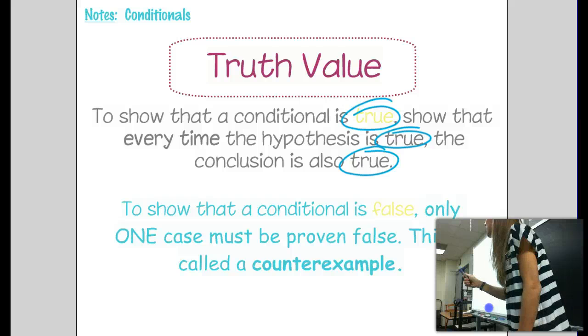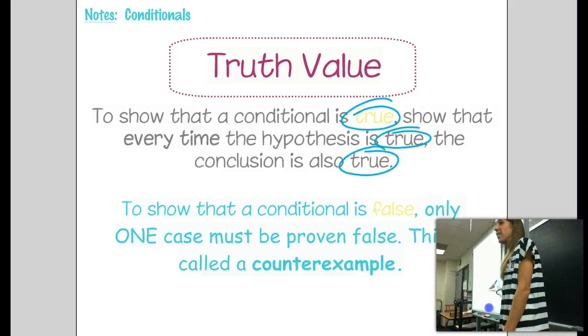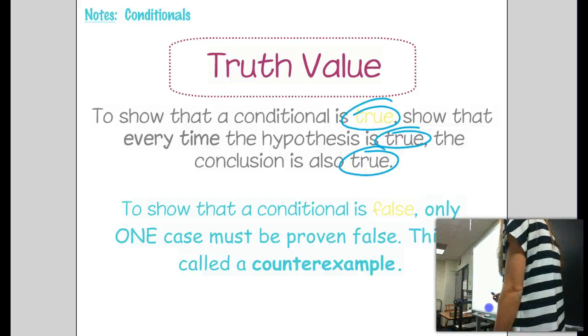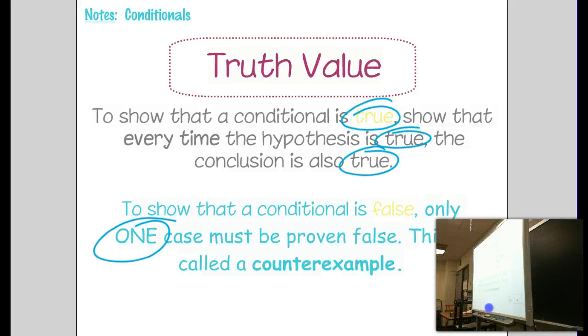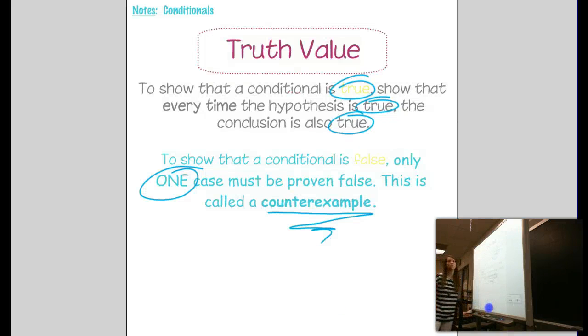What's way easier is to prove something false. Way easier. What do you have to do to prove something is false? Only one case has to be proven false. So write the word one in all caps, only one case. And when you do prove it false, it's called a counterexample. Very good. Write that word, counterexample. That's my favorite part of this lesson, are counterexamples.